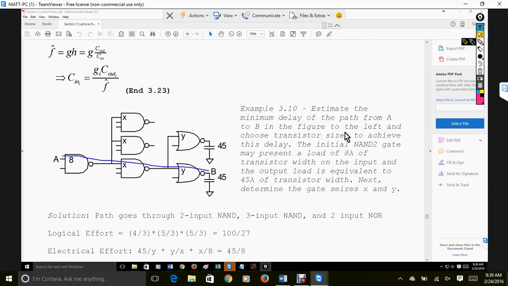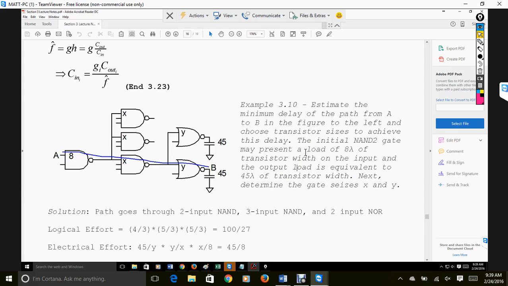So we have to estimate the minimum delay of the path from A to B in this figure. The initial NAND 2 may present a load of 8 lambda of the transistor width on the input, and the output load is equivalent to 45 lambda of the transistor width. So that's just relating it to the output capacitance. So then determine the gate sizes of X and Y.